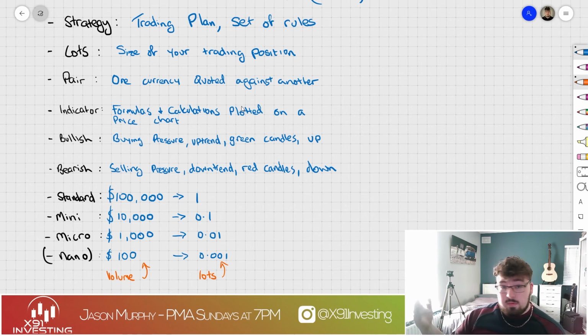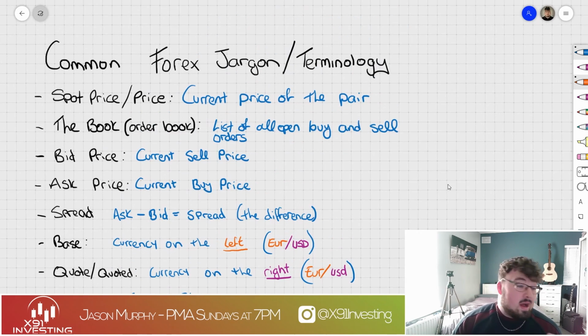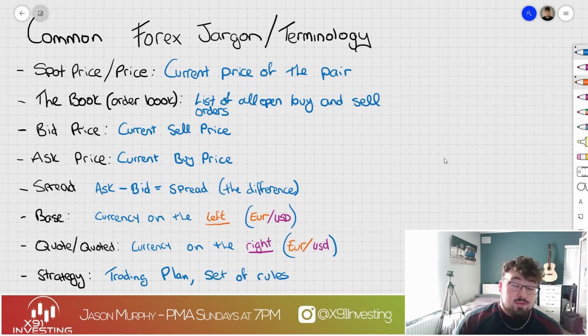So bullish and bearish, we went through these before. Bullish is price going up, uptrends, green candles. Bearish is downtrends, red candles, overall loads of selling pressure. Bullish, loads of upward pressure. If you've been here for the live sessions, you well understand that at this stage, but it's always good to go over, and it is the absolute fundamental basics of any form of trading, even just trading chat.